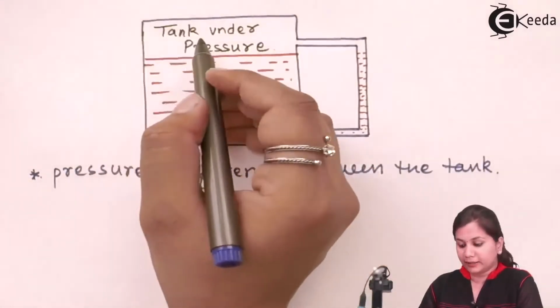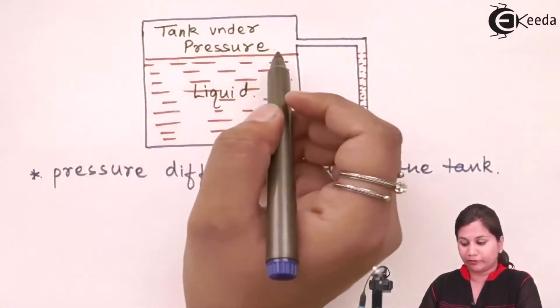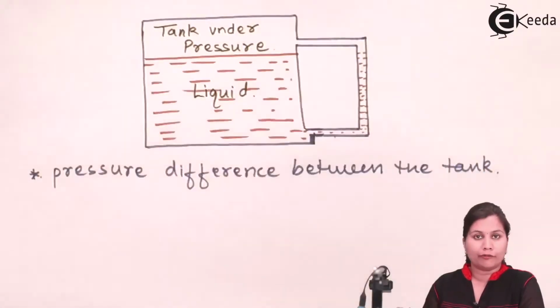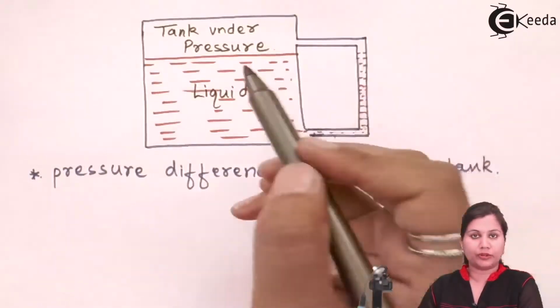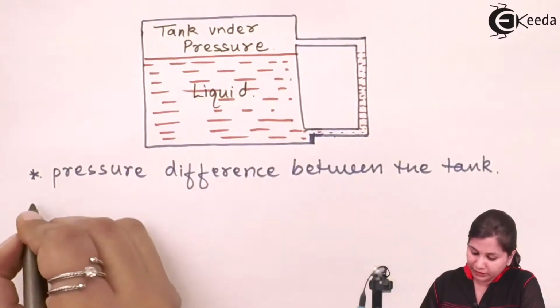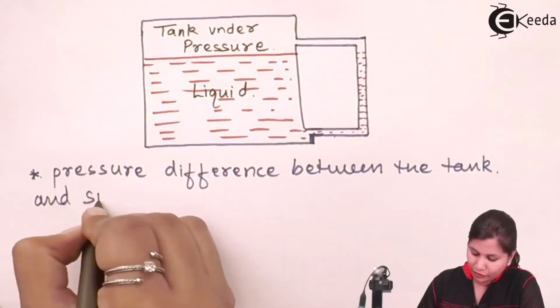So if the tank is under pressure, then due to the pressure difference between the tank and the side glass tube, there will be a false reading and the operator is going to give us an incorrect result. So a pressure difference between the tank and side glass can give a false reading.